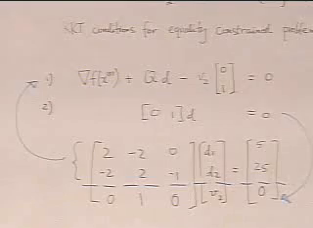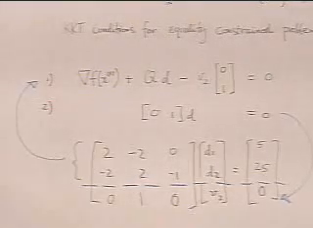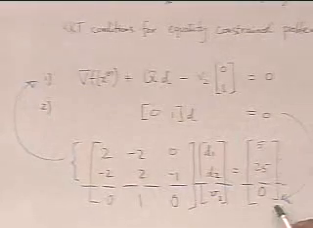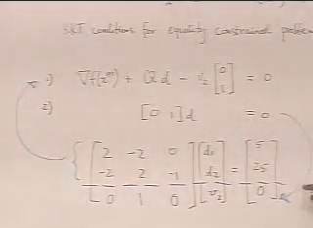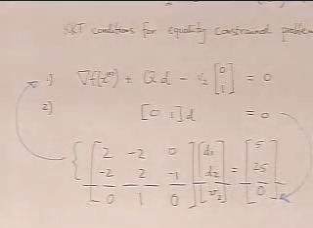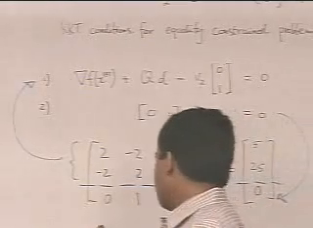Okay? Whenever you're solving an equality-constrained QP, you will end up getting a set of equations which has exactly the same number of variables as equations. So you can solve this. So solve this.